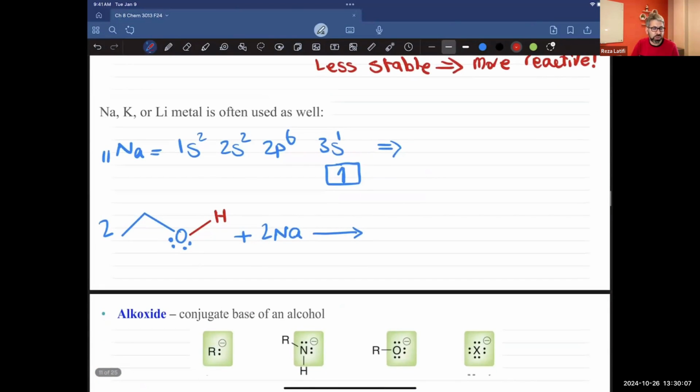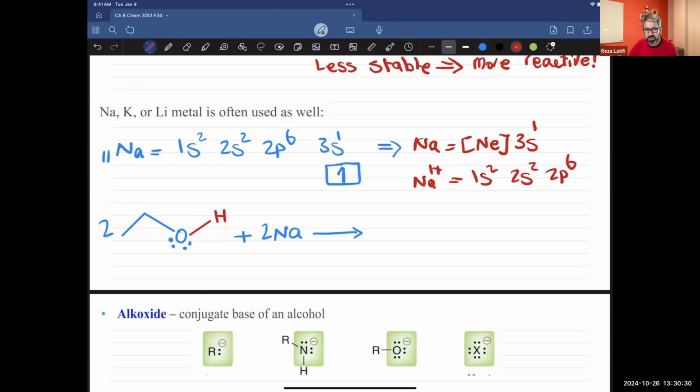Alkoxide is made by treating alcohols with metals like sodium, potassium, or lithium. Why those metals? Because if you write the electron configuration, for example, sodium is neon 3s1. The last layer has 1 electron. If it loses that electron and turns into sodium plus 1, you get 1s2, 2s2, and 2p6. The last orbital will be fully occupied, and the system will be stable.